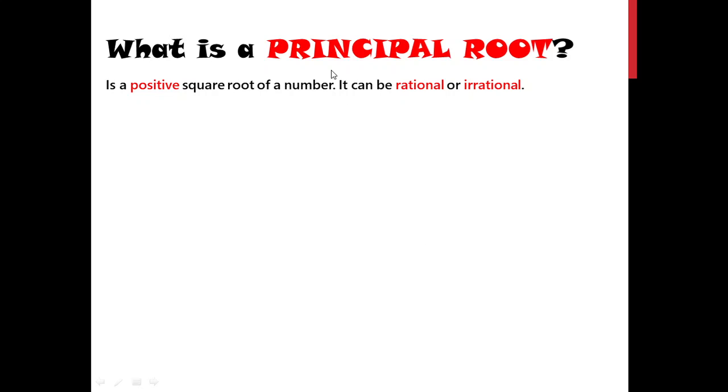So remember, when we talk about principal root, it's always the positive square root of a number. Because when we talk about square root, there are two possible roots for that number, a positive and a negative root. But if what is being asked is the principal root, we only need the positive root of that number. Now, if we are talking about principal root, we are dealing with the radical sign.